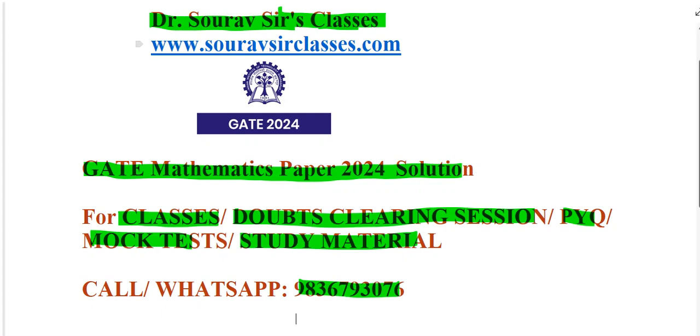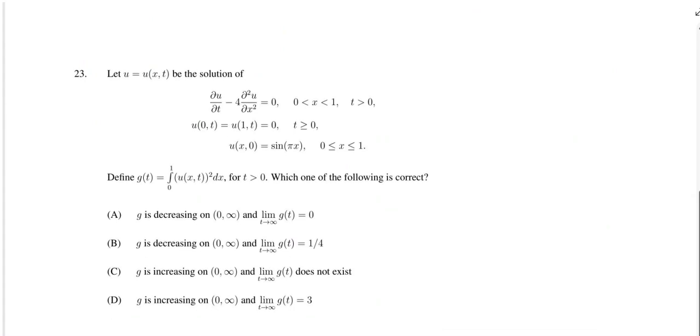So today we are going to start from question number 23. So what is said in question number 23? Let u equal to u of x, t be a solution of del u by del t minus 4 del 2u by del x2 equals to 0 for 0 less than x less than 1 and t greater than 0, and u of 0, t equals to u of 1, t equals to 0 for t greater than or equal to 0, and u of x comma 0 equals sin pi x where 0 less than or equal to x less than or equal to 1. So define g of t, that means integration from 0 to 1 of u of x, t whole square dx for t greater than 0.